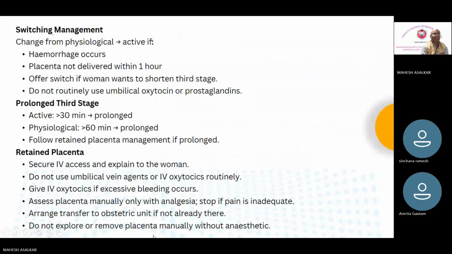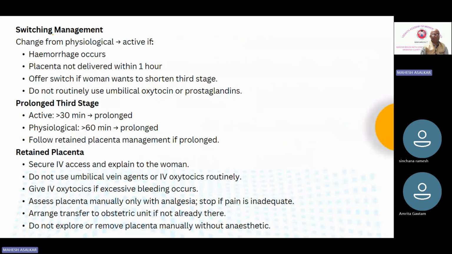Now switching the management from physiological to the active. If there is a hemorrhage, or the placenta is not delivered within 1 hour, offer switch if the woman wants to shorten the third stage. Do not routinely use umbilical oxytocin or prostaglandin. Prolonged third stage: in case of active management, if the placenta is not delivered within 30 minutes, we say it is prolonged. With physiological management, if it is not delivered by 60 minutes, we say that the third stage is prolonged. And follow retained placenta management if the third stage is prolonged.